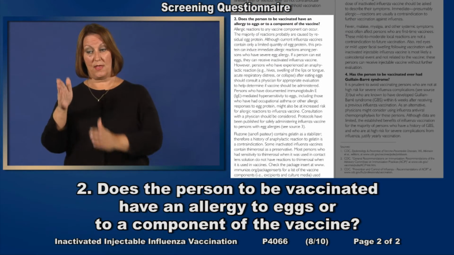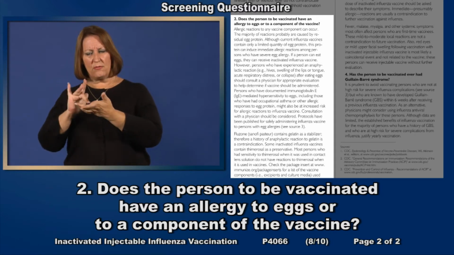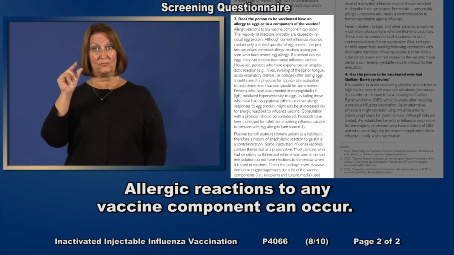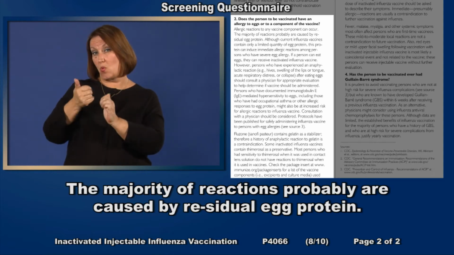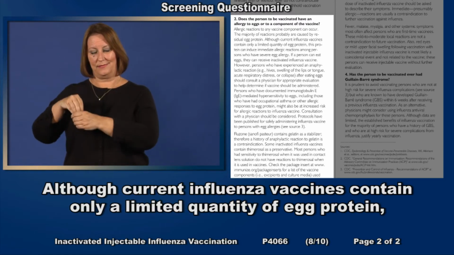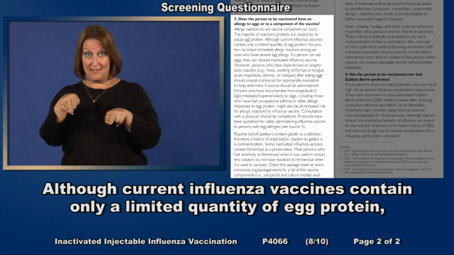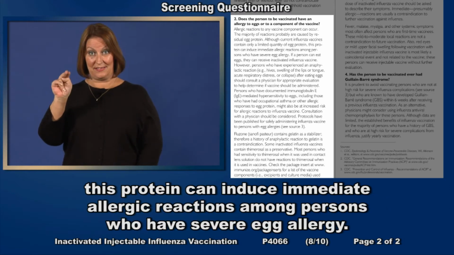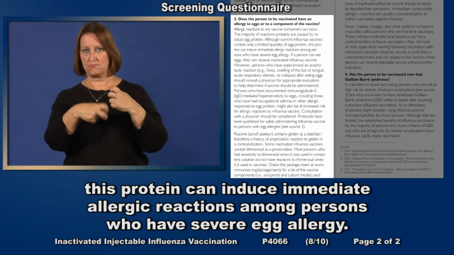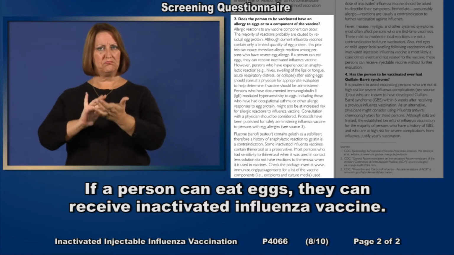2. Does the person to be vaccinated have an allergy to eggs or to a component of the vaccine? Allergic reactions to any vaccine component can occur. The majority of reactions probably are caused by residual egg protein. Although current influenza vaccines contain only a limited quantity of egg protein, this protein can induce immediate allergic reactions among persons who have severe egg allergy. If a person can eat eggs, they can receive inactivated influenza vaccine.